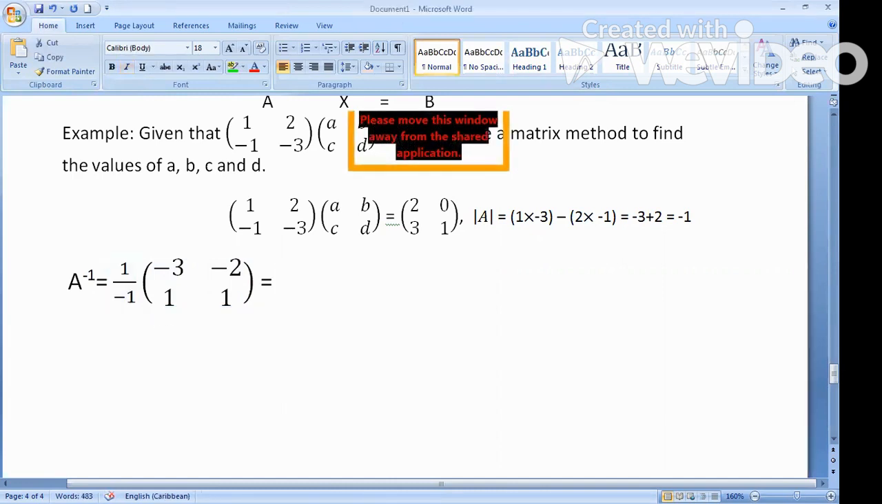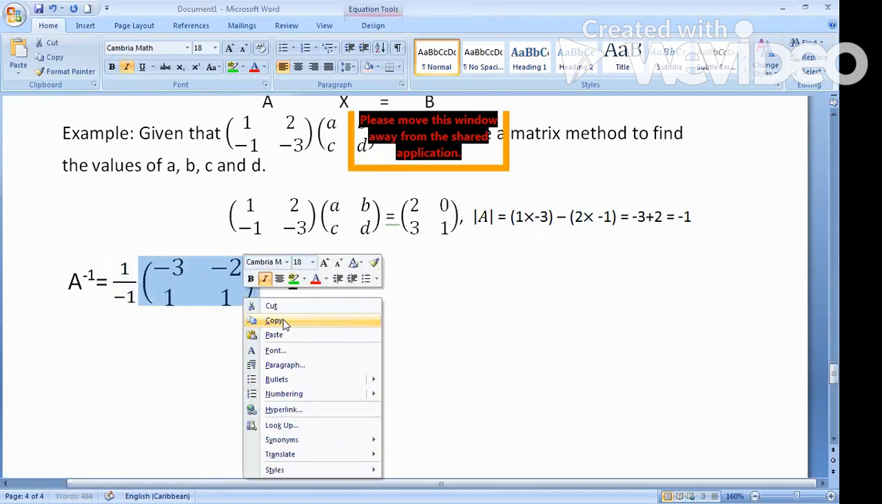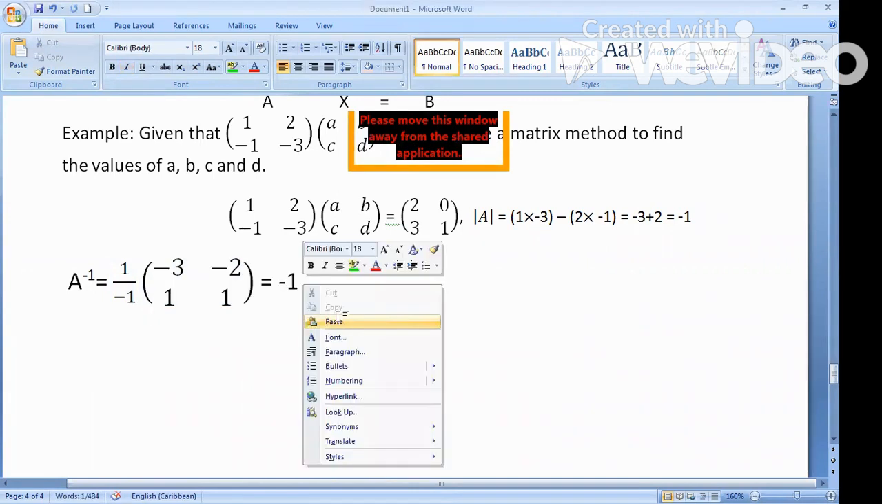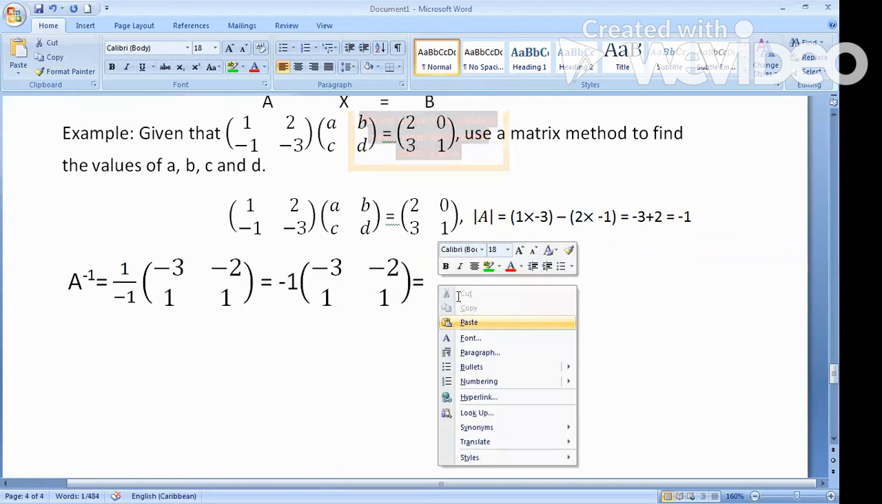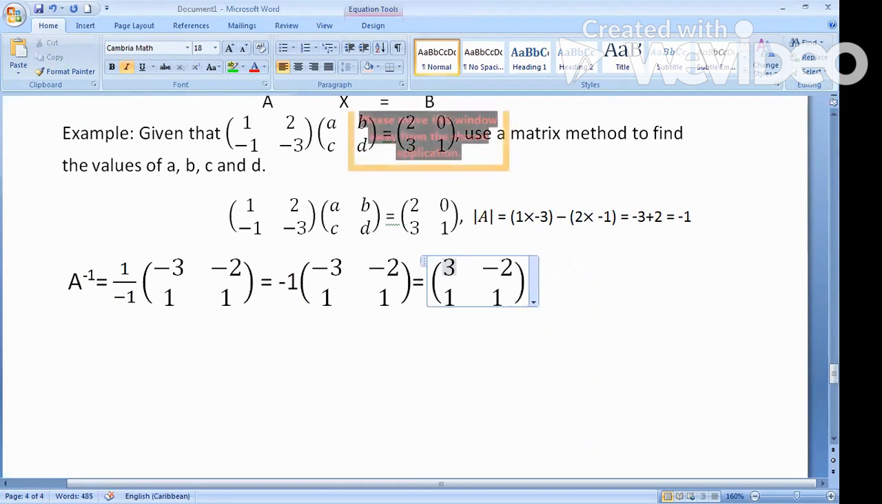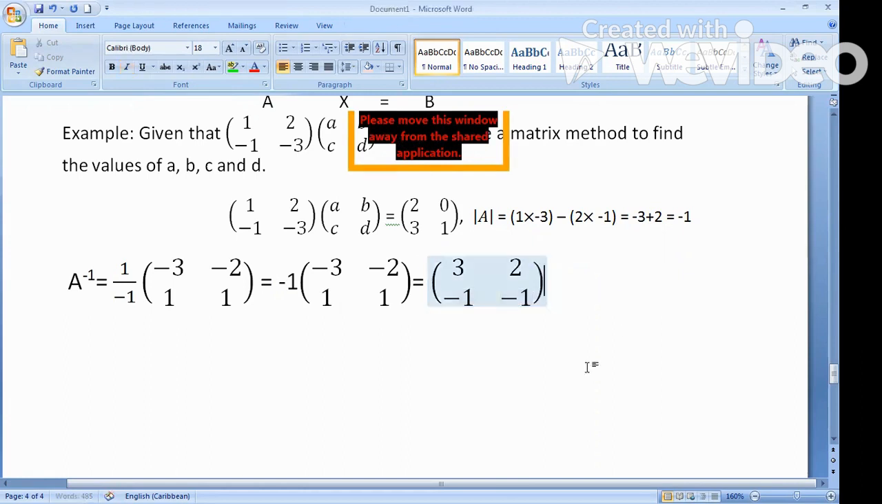Isn't that really negative 1? Am I correct? What's 1 divided by negative 1? Negative 1, true. So what I'm going to do is, because it's a whole number, not a fraction, let us multiply the negative 1 times everything inside. And then we'll get what? The same thing, positive 3. We'll get what? Positive 2. But we'll get what? Negative 1 down here, and negative 1 down here. So A inverse is just this. That's what A inverse is.